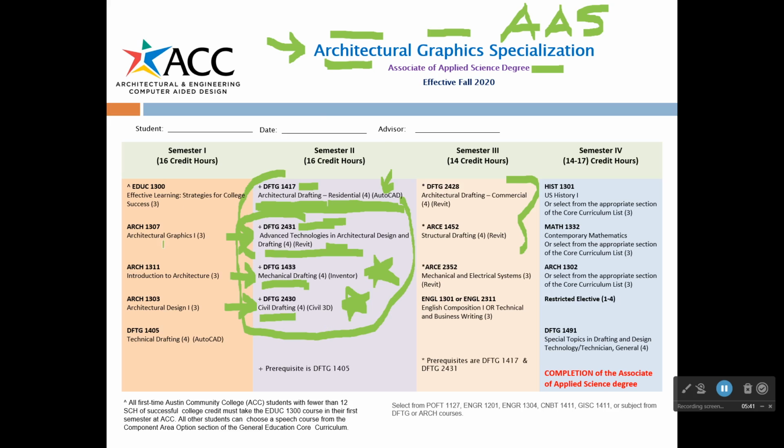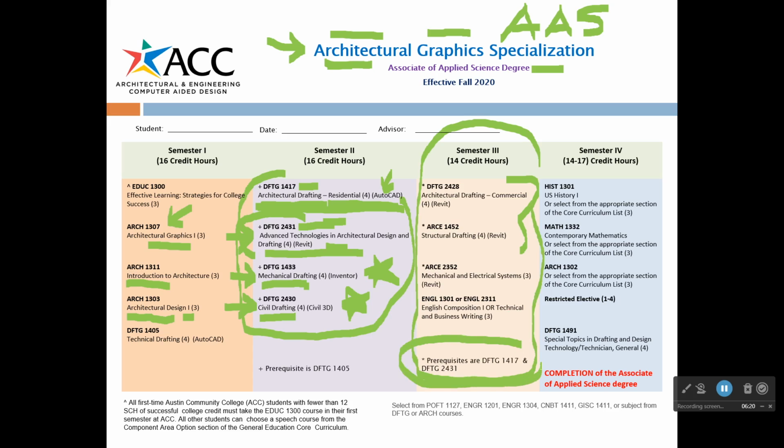All right. For you architectural majors, there are a couple of architecture courses that do not require 1405 that you could take. You could take ARC 1307, which is Architectural Graphics 1, Architecture 1311, Intro to Architecture, and Architecture 1303, which is Architectural Design 1. Those do not have a prerequisite at all, so you could take those whenever you wanted to.